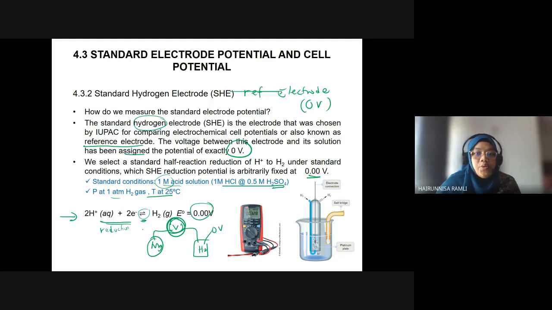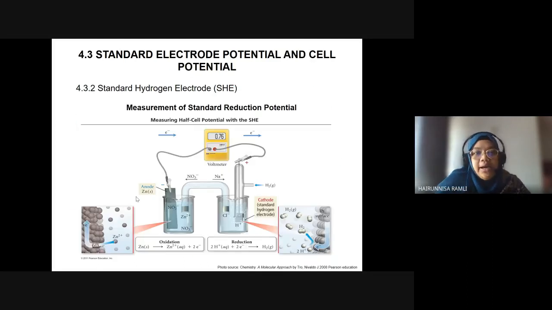Tapi kalau you compare pula hydrogen dengan copper. For example, kita tahu copper lebih mudah reduce kan. Tapi bila lebih mudah reduce, so that's why dia akan boleh bertukar. So dia akan jadi lebih kepada ke arah oxidation pula untuk hidrogen tu kan. Okay, that's why dia kena ada reversible arrow. Okay, ni contohlah.